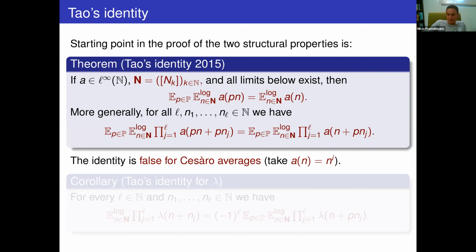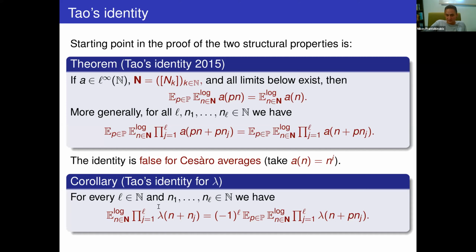Let's see why. Let's go and apply this identity for lambda, for the Liouville function. Then the important thing is that for multiplicative functions, lambda of pn plus nj factors to lambda of p times lambda of n plus nj. And then you have L terms, so you will have a (-1) to the L that I put on the right-hand side. So you get this interesting identity. The important thing now is that you have an identity where both in the left and the right-hand side, you have correlations. It's n plus something, n plus something. If I left it like that, this identity is not transferable to ergodic theory because although the right-hand side is fine, it's n plus something, the left-hand side is not, it's pn plus something. This is no good.